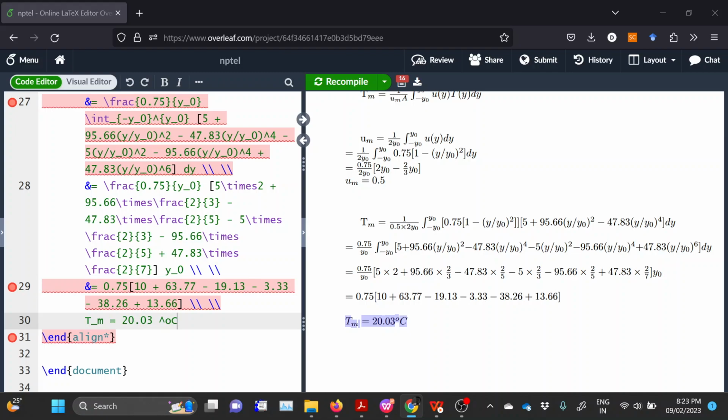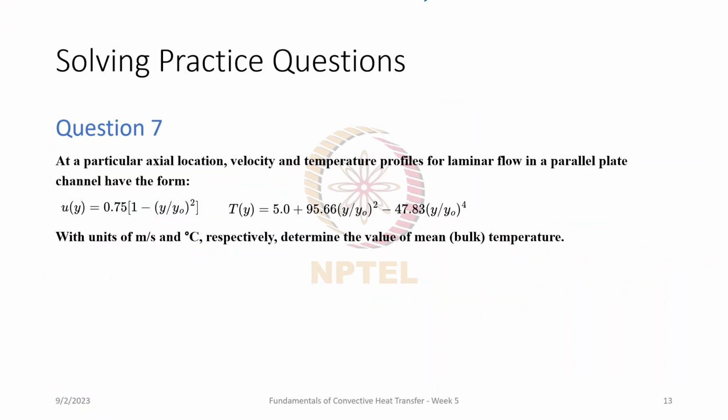This was clear, right? Any questions regarding this one? Okay.